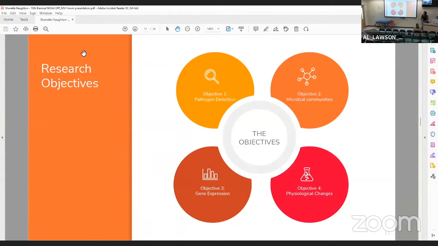To answer these questions, I came up with objectives. The first research objective is to detect Hematodinium as well as bacteria within the collected crabs. Next is to evaluate the microbial communities of said crabs. Following that, I will be performing differential expression analysis to understand the changes in expression in response to varying levels of Hematodinium infection. And lastly, I'll be performing assays and flow cytometry to understand the physiological changes of the crab in response to Hematodinium infection.